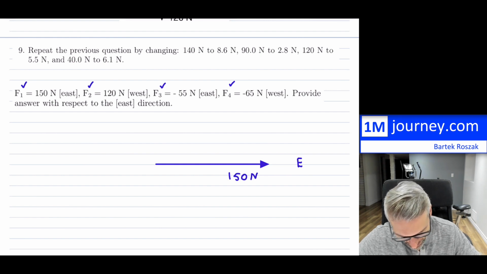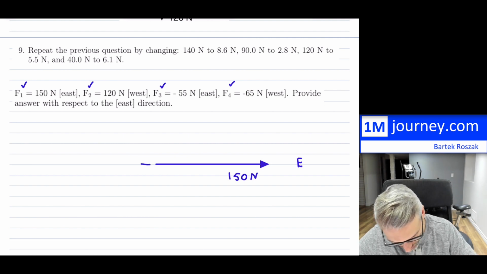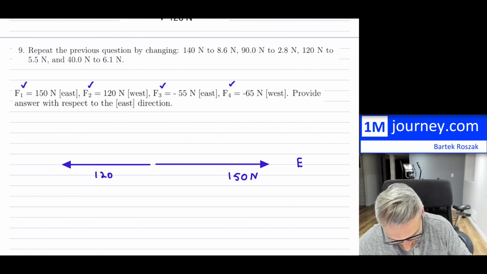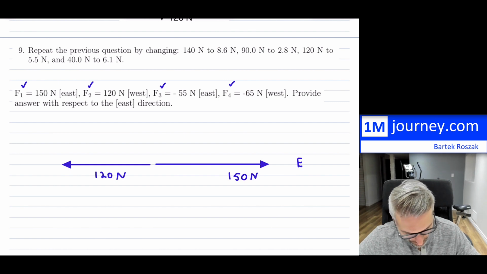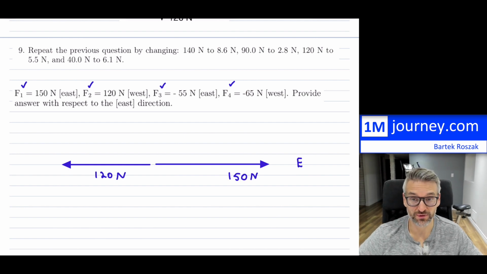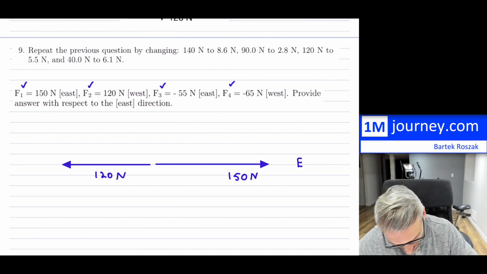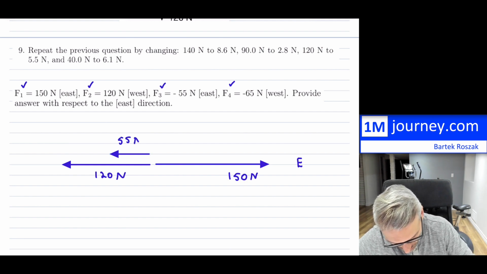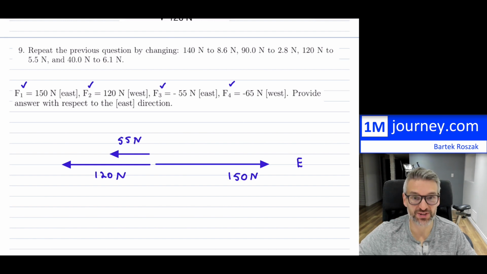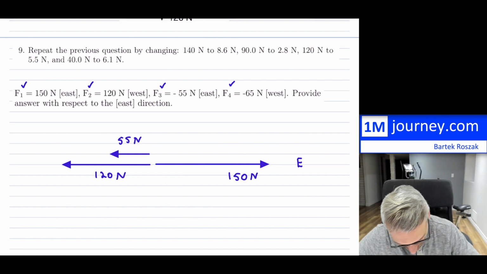That's F1. Now I have a force which is 120 newtons, and that would be in the west direction. So this one would go in this direction. It won't be as big, but it is 120 newtons in the west direction. I have a third one, which is negative 55 newtons east. Negative east means it's actually in the west direction. If you were to draw this out, it's not going to be very big. This is the 55 newtons. And the last one is negative 65 newtons west, so this would be in the opposite direction in this case.